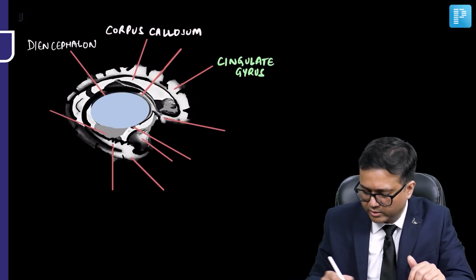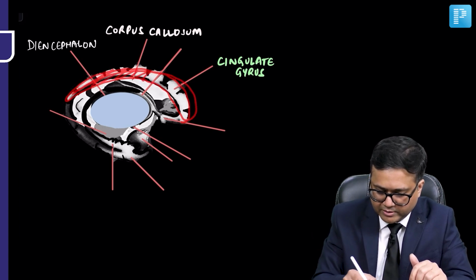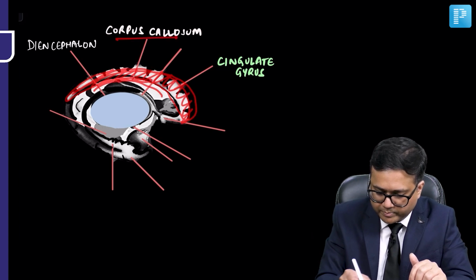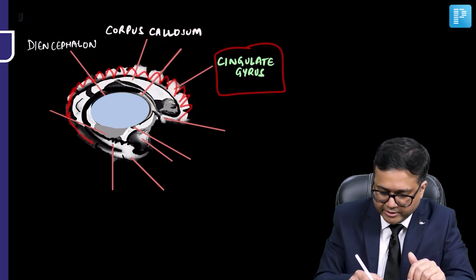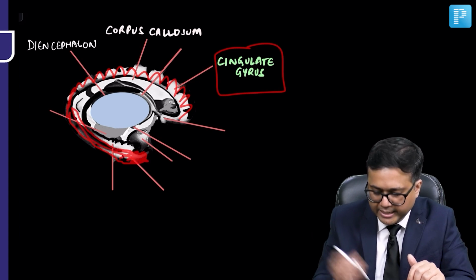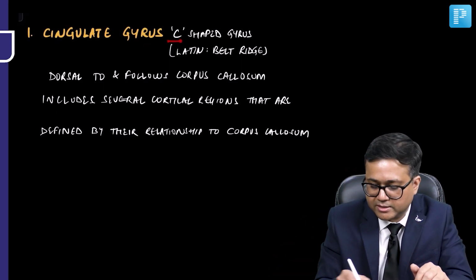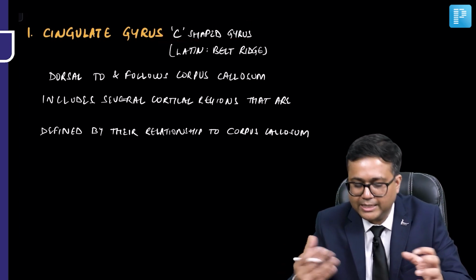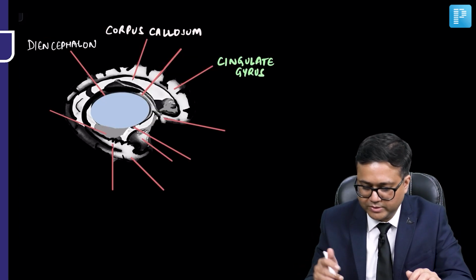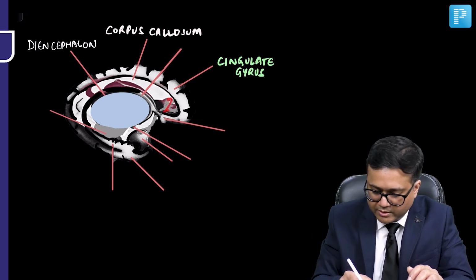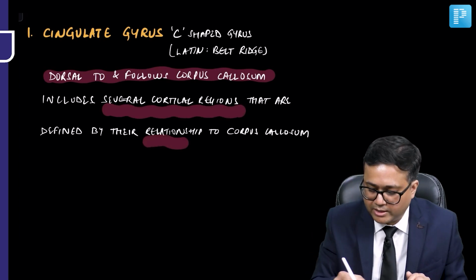First, let's talk about the cingulate gyrus. If you see in this diagram, this is the cingulate gyrus which we will discuss. It is related to the corpus callosum, and this region is the diencephalon. The cingulate gyrus will be connected to the parahippocampal gyrus via the cingulum. The cingulate gyrus is a C-shaped gyrus. In Latin, it means a belt or ridge. It lies dorsal to and follows the corpus callosum, and it includes several cortical regions that are defined by their relationship to the corpus callosum.